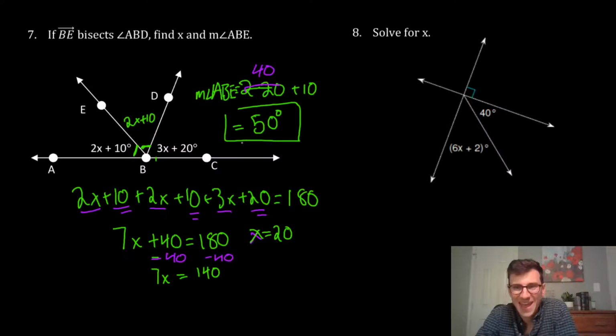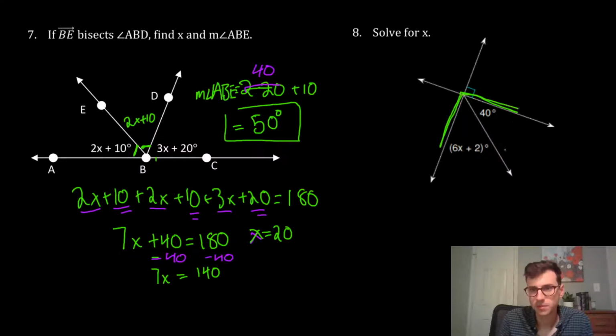Solve for x. We have a right angle here. This is 40, 6x plus 2. This is a right angle. What do we know about this? We're supplementary, so this is also a right angle right here. What does that mean about these two angles? Hopefully you said out loud or in your brain, they're complementary, which means they add to 90.